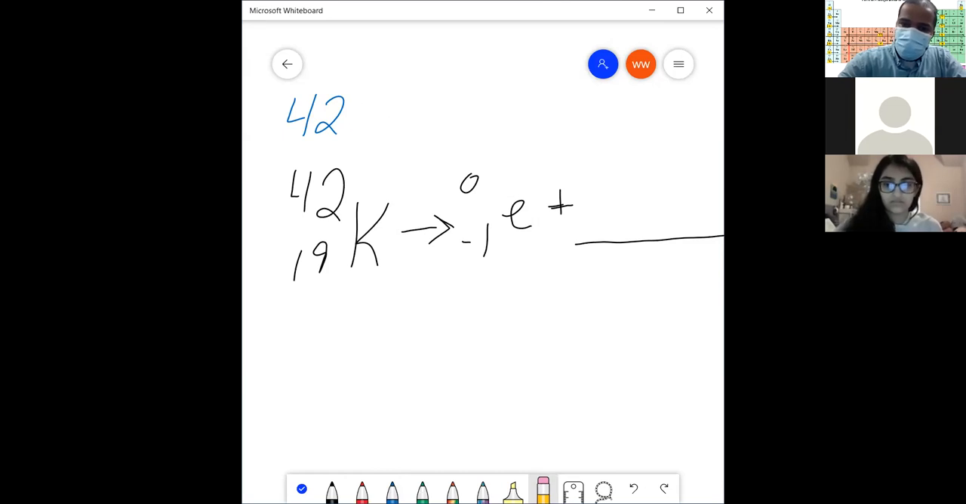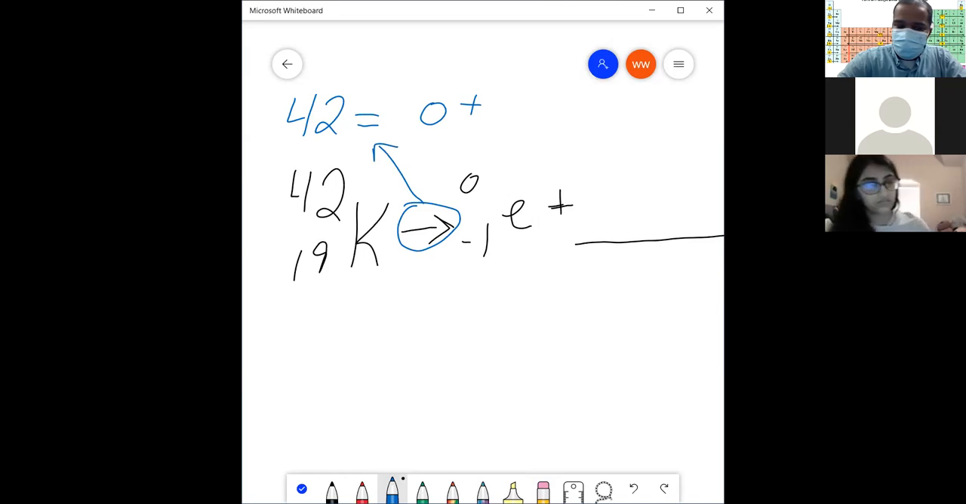Instead of using the arrow, we're going to use an equal sign. And if you're not sure about this, I need you to be taking notes on this right now. This arrow now becomes an equal sign because we're doing the math for this. So 42 equals 0 plus, so 0 plus what equals 42, Sally? 42. Good job. So whatever it is we're trying to solve for has a mass of 42.